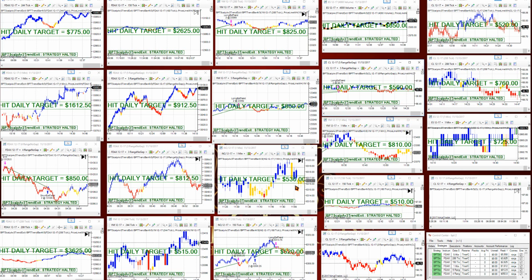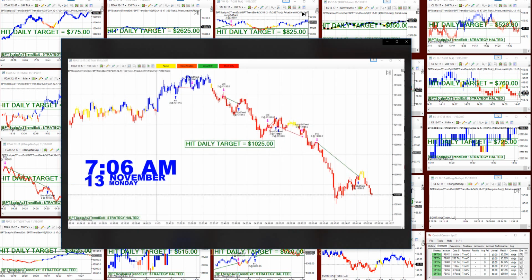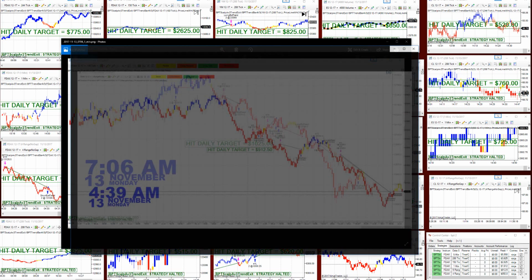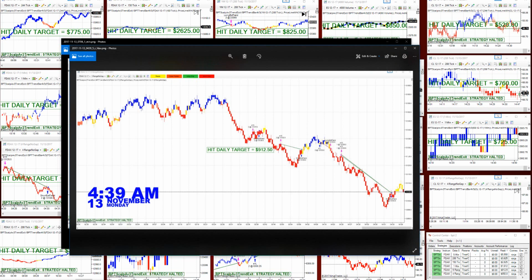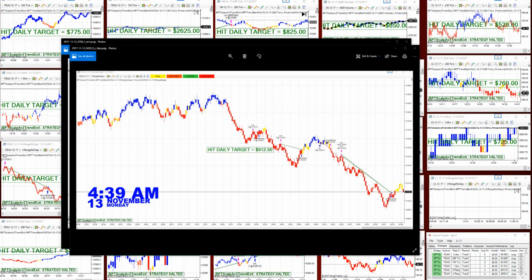So this is what happened today, and I would like to show an example today on the DAX 150 ticks. We were done at 7 o'clock Eastern time. The DAX on a 5 range, those are the same charts you have looked at right now. At 4:39, we were done with 912.